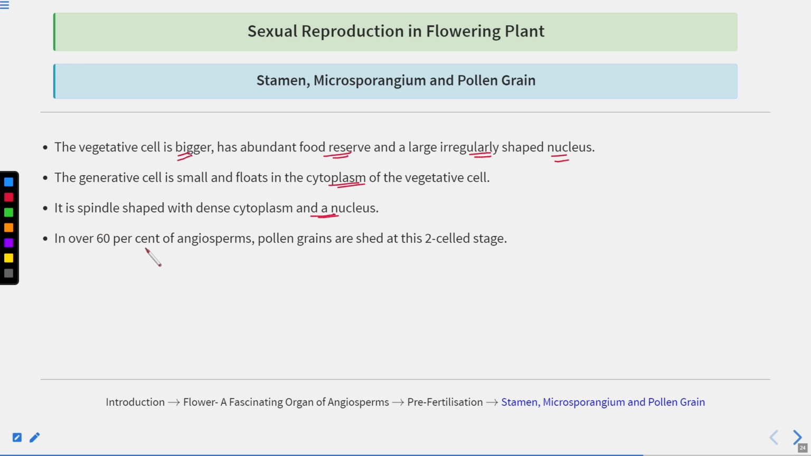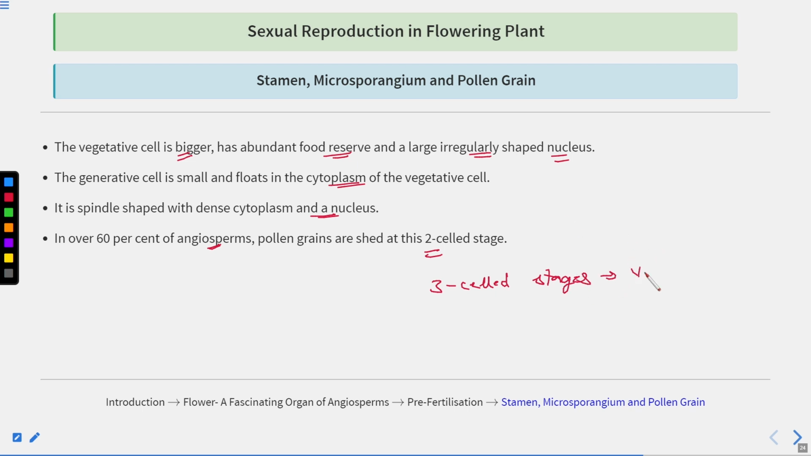Now in above 60% of the angiosperms, pollen grains are shed at the 2-cell stage. So this also you have to keep in mind. Over 60% of the angiosperms, pollen grains are released at the 2-cell stage. Sometimes they are also released at the 3-cell stage.